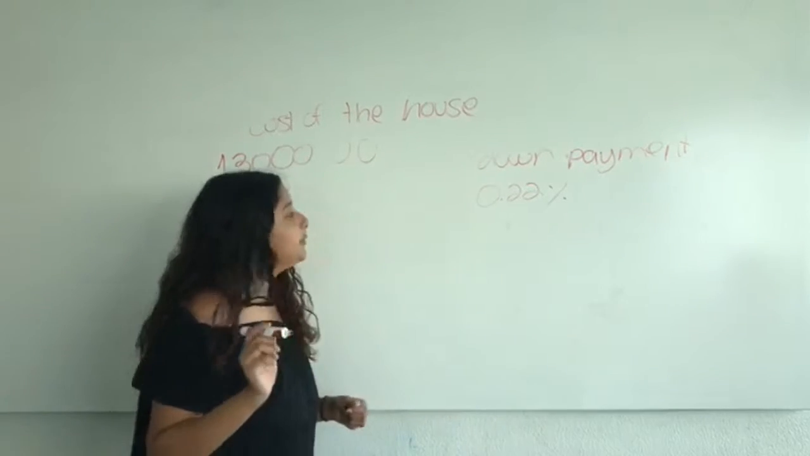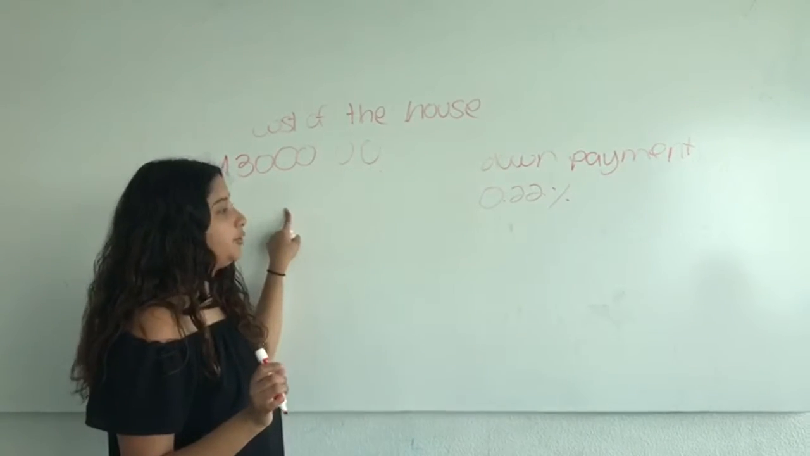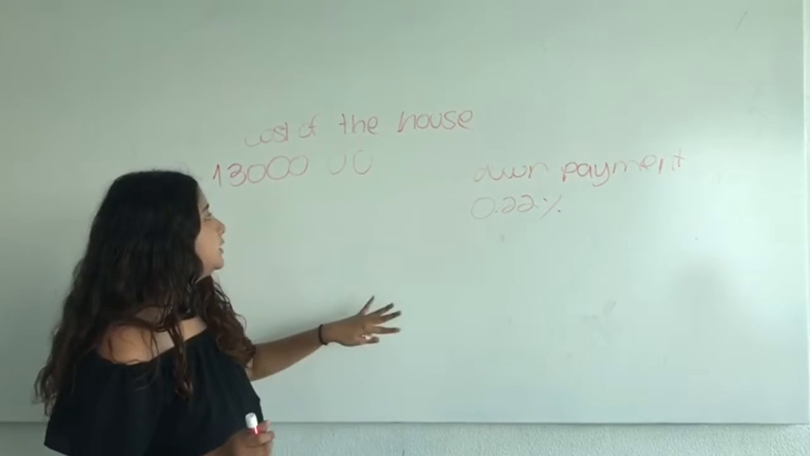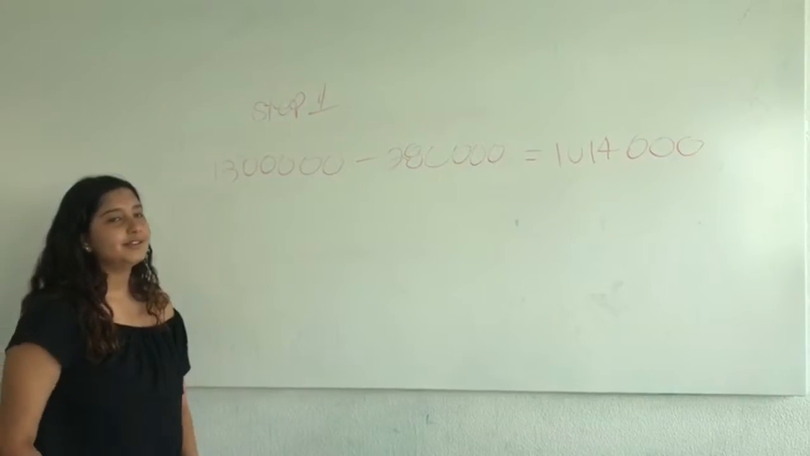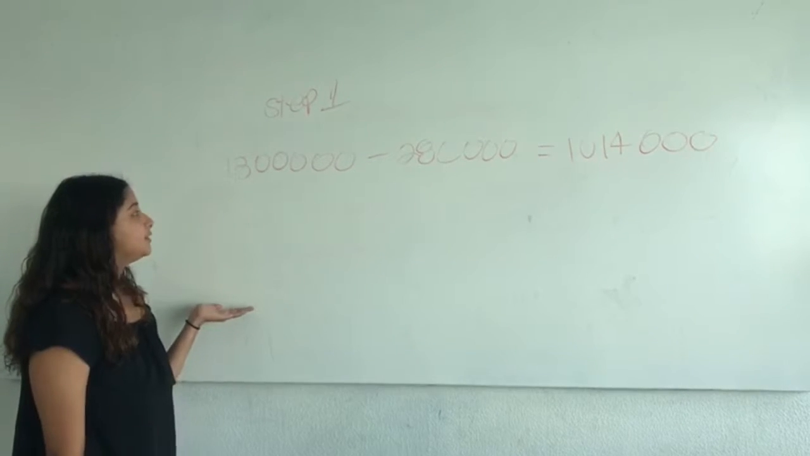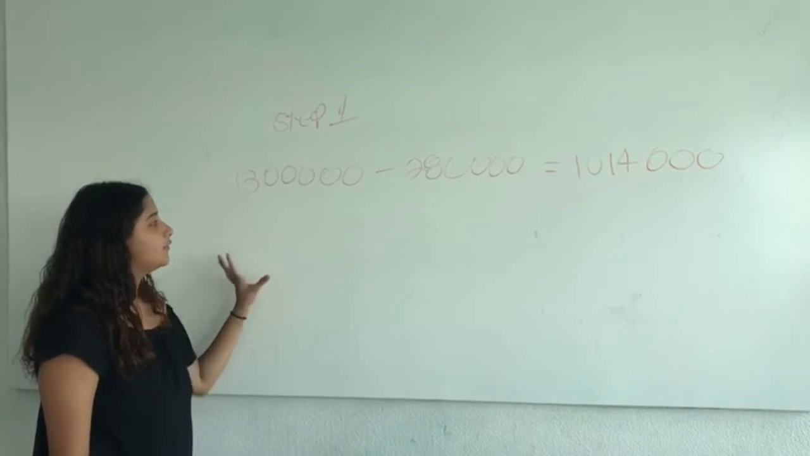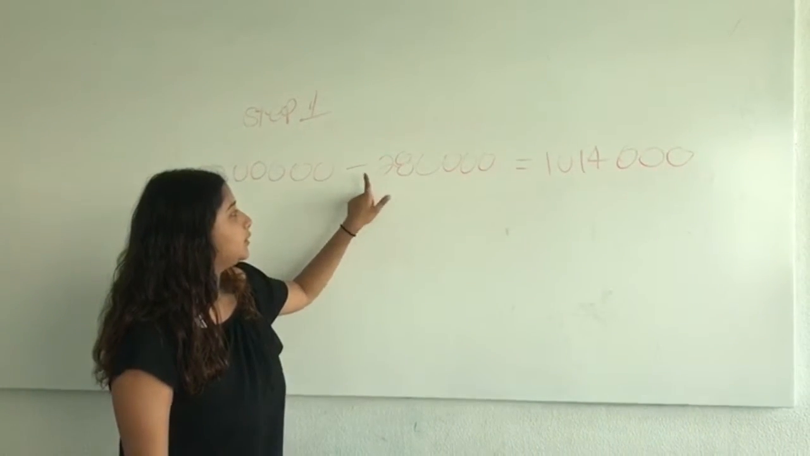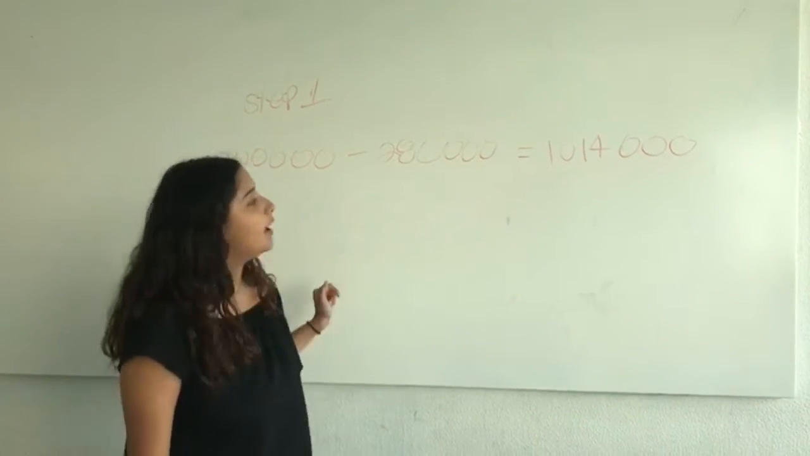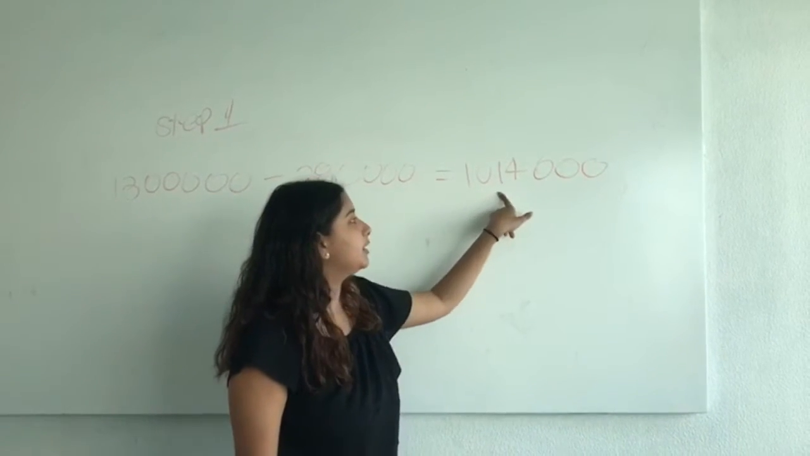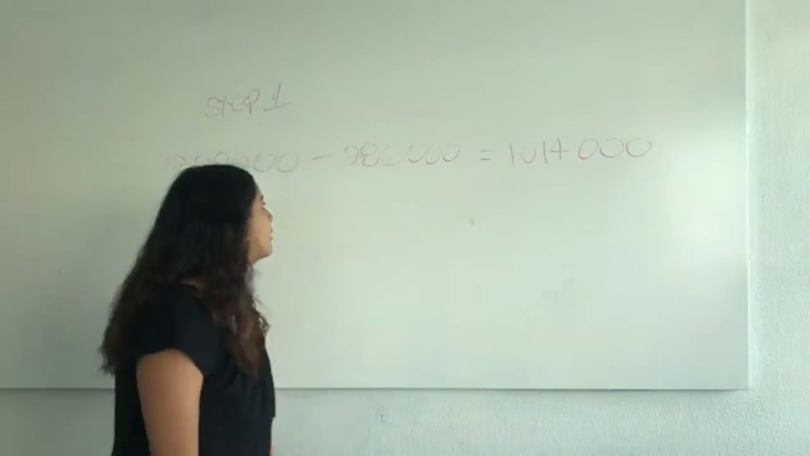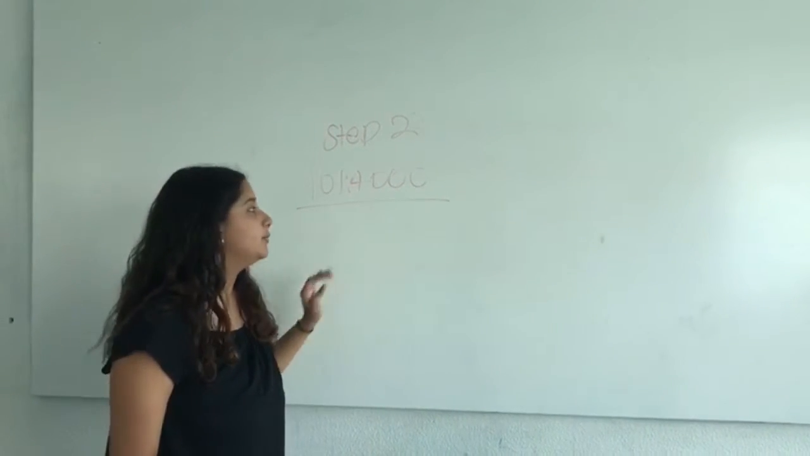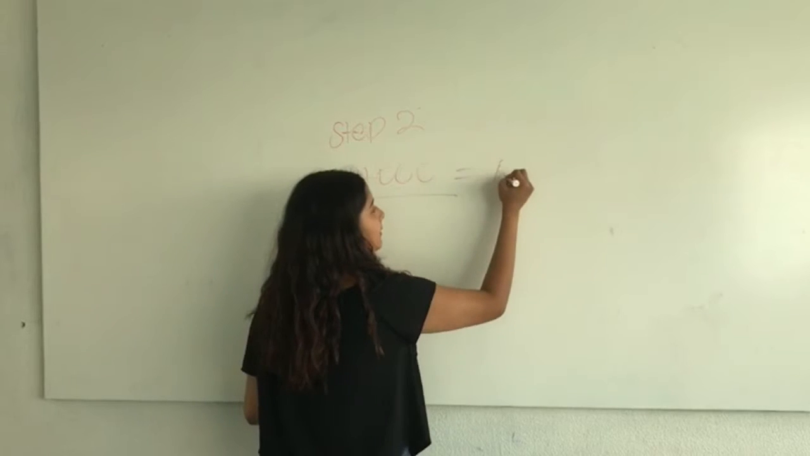So the first step will be to get the 0.22% of this quantity and then subtract it from this quantity again. As I mentioned, the first step consists of subtracting from the initial quantity the 0.22 down payment, which is 286,000. That gives you a total of 1,014,000. This new quantity that you got from step 1 will become your amount.